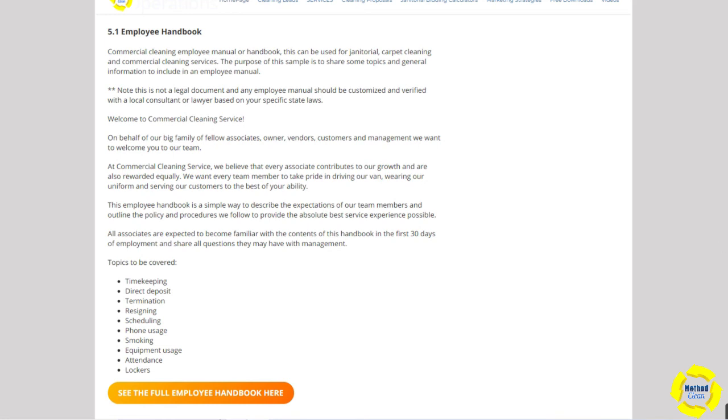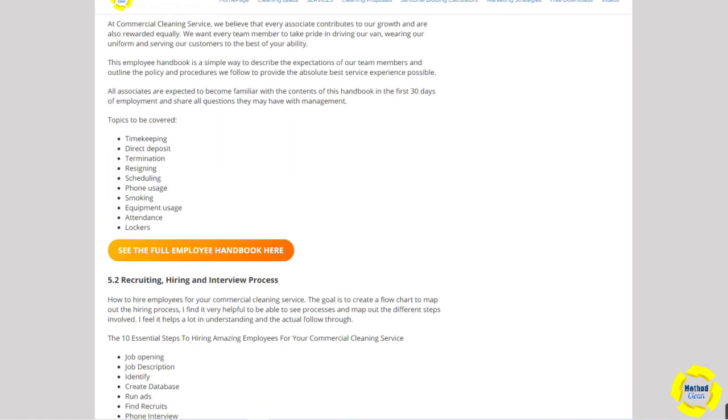We have a full employee handbook for you to go through and you can customize for yourself, because what we want to do is create an employee handbook. And what an employee handbook is, it's not the day-to-day operations of how to clean. It's your management structure, your rules, if you will. That's a simple way to think of your employee handbook.